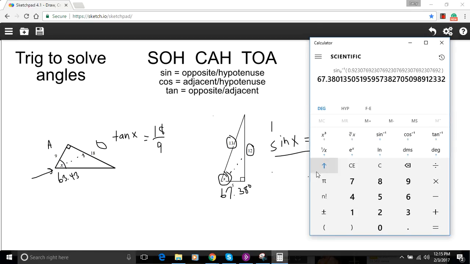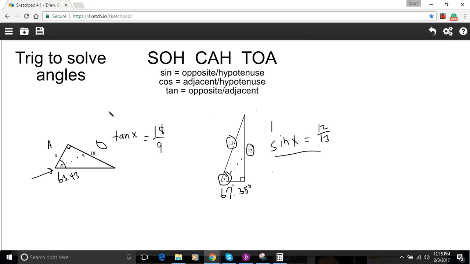Again, if you're using degrees, you want to make sure you're in degrees on your calculator, not radians or gradients. But that is a little bit about how to use trig to solve for angles.